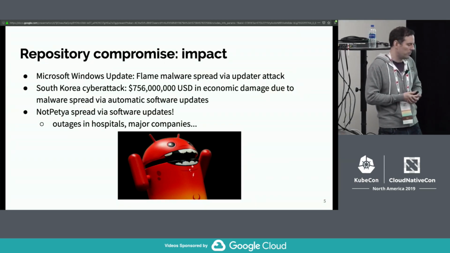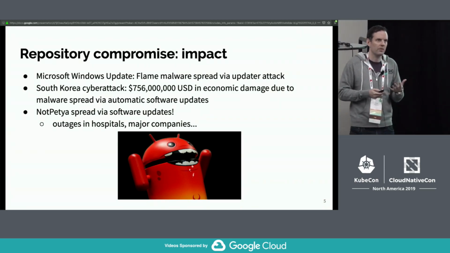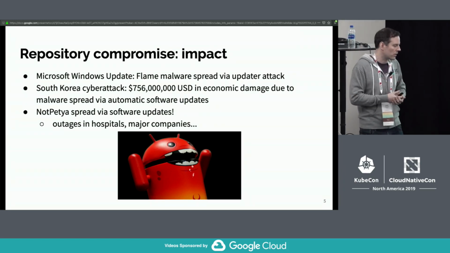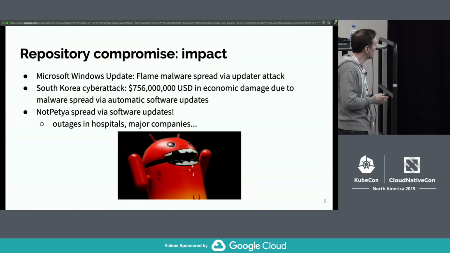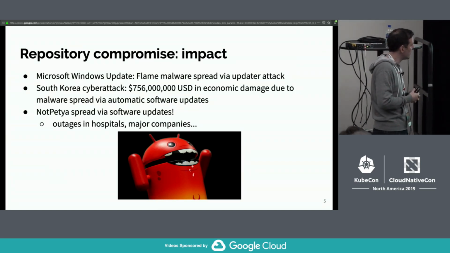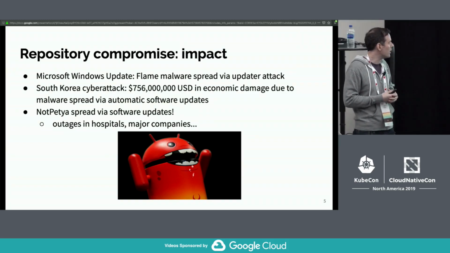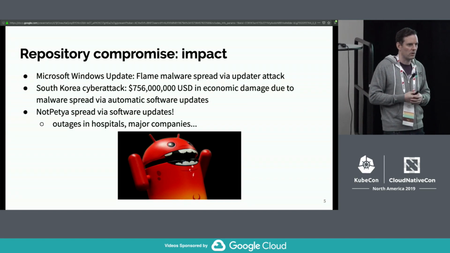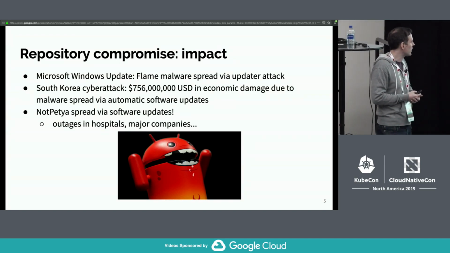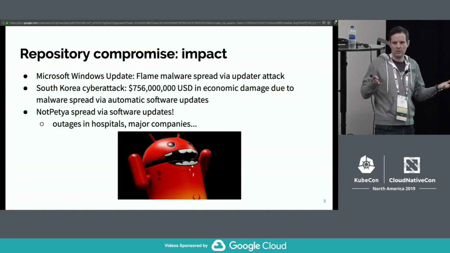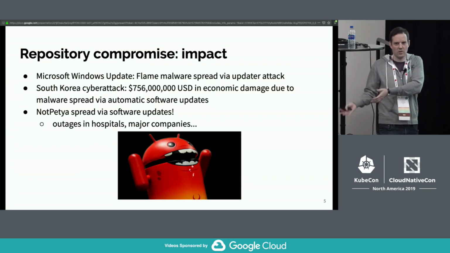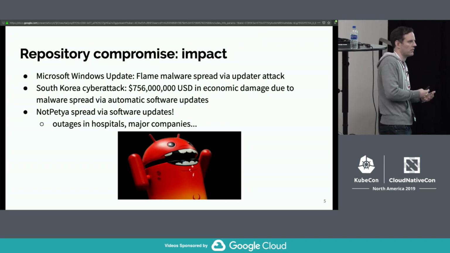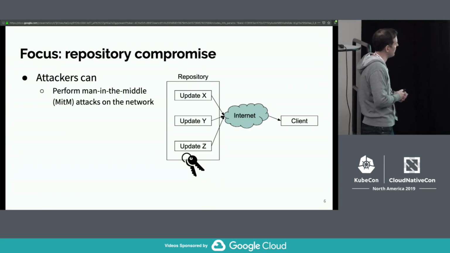Flame was spread via a couple of different issues and design flaws in Windows Update, including some of those that we talked to Microsoft about before Flame hit. Also, South Korea was hit by an attack allegedly by North Korea that caused over $750 million in damage to their economy. And we saw the NotPetya MEDOC hack recently, where it was allegedly Russia attacking Ukraine, but then that spilled over and hit a whole bunch of hospitals and businesses all around the world. So this is a big problem.